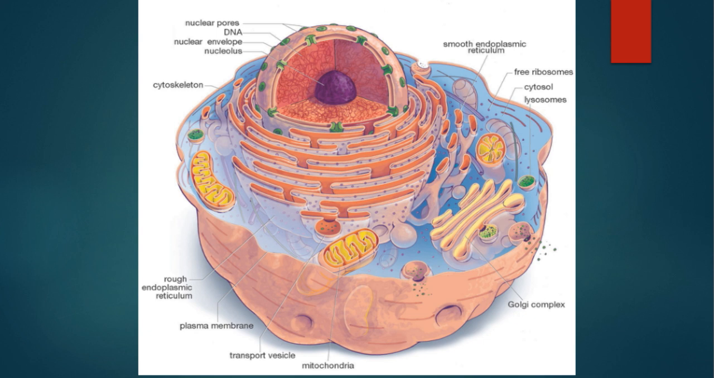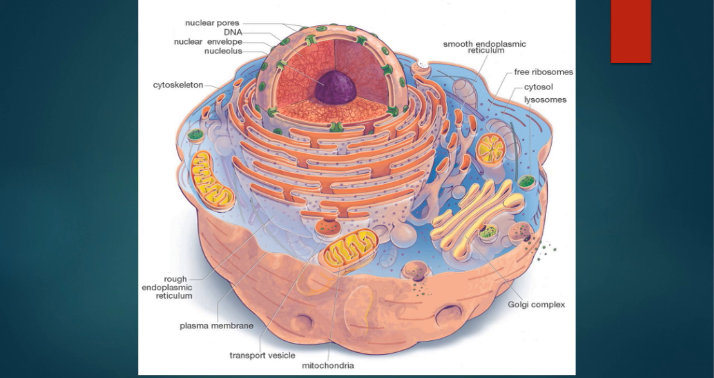The cytoplasm fills the space around the nucleus and holds other organelles in place. Moving on, the mitochondria are often called the powerhouses of the cell because they generate energy. The endoplasmic reticulum, both rough and smooth, plays a role in protein and lipid synthesis. The Golgi apparatus is responsible for packaging and distributing proteins.